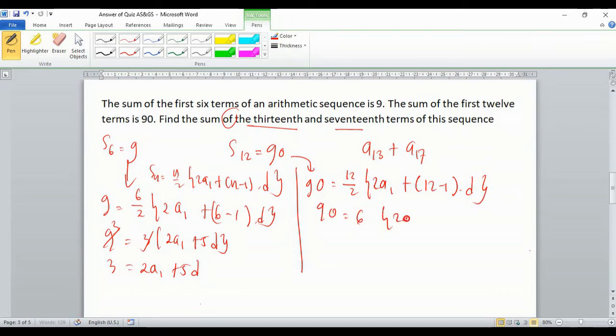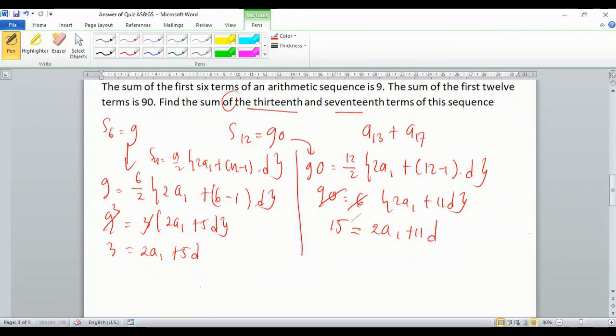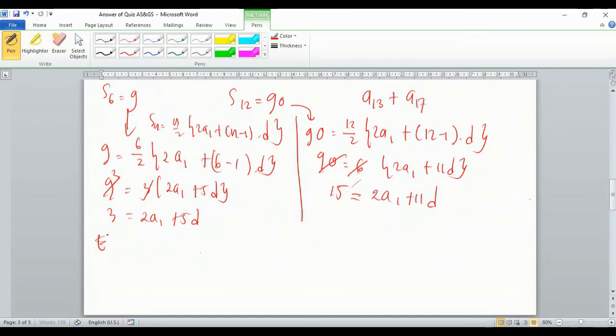96 to a1 plus 11d. So 95, it's to be 15, right? Okay, and then to a1 plus 11d. So we can eliminate both of them. Eliminate. So 3 equal to a1 plus 5d, and then 15 equal to a1 plus 11d.